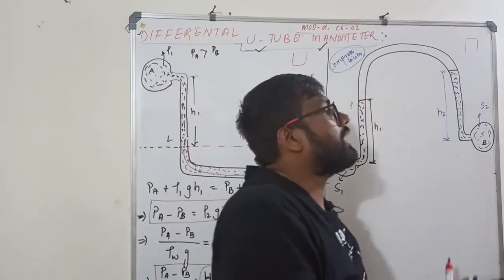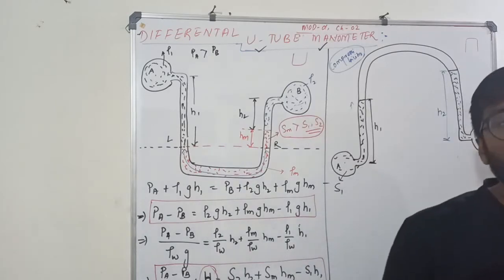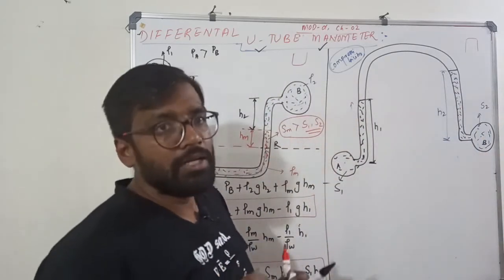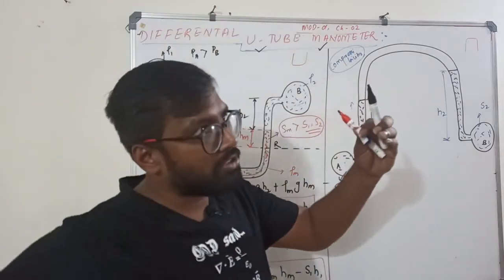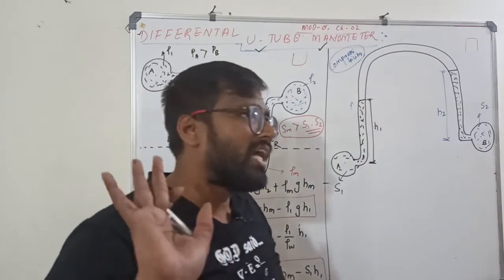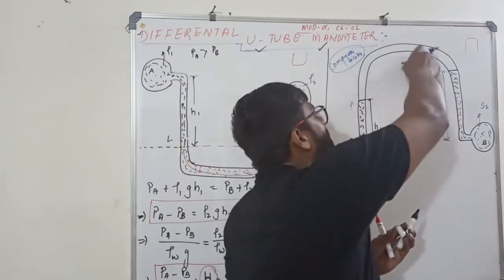That means I will get an error value. The error may be less, but there will be an error, because instead of transmitting the pressure to the other side, the air has compressed. Air has become compressed. I agree, in your numericals, they will give air only.